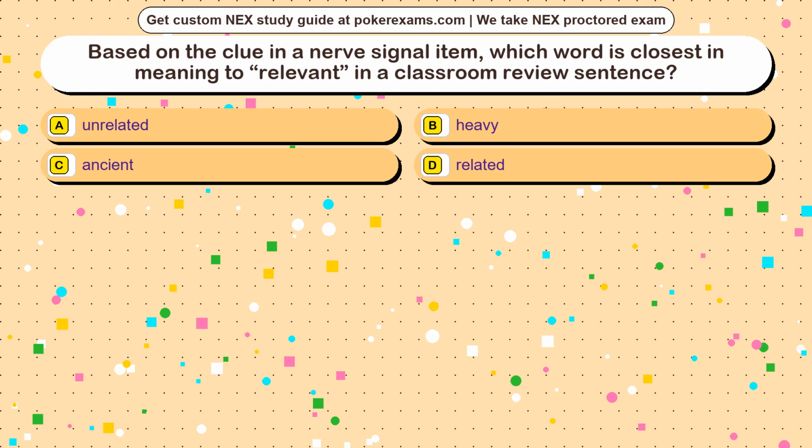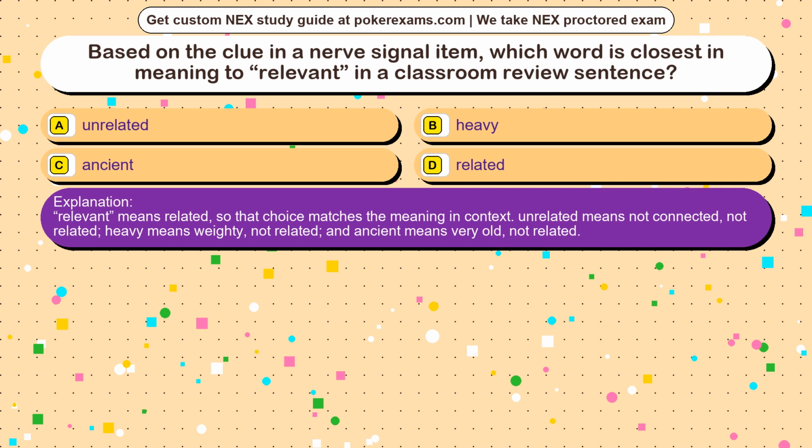The correct answer is option. Relevant means related, so that choice matches the meaning in context. Unrelated means not connected, not related. Heavy means weighty, not related. And ancient means very old, not related.